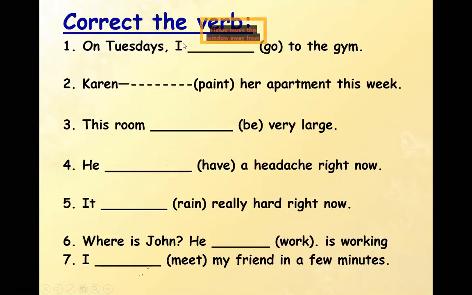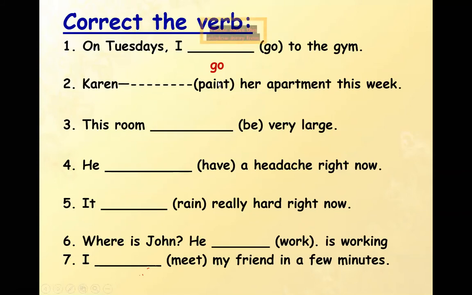Let's go to this exercise. Correct the verb. On Tuesday, I go to the gym. Here on Tuesdays, all Tuesdays. Is it simple or continuous? It's simple. But with I, we don't add s. So the right answer will be as it is. Go. Why didn't we add s? Because with I, we don't add to the verb anything.